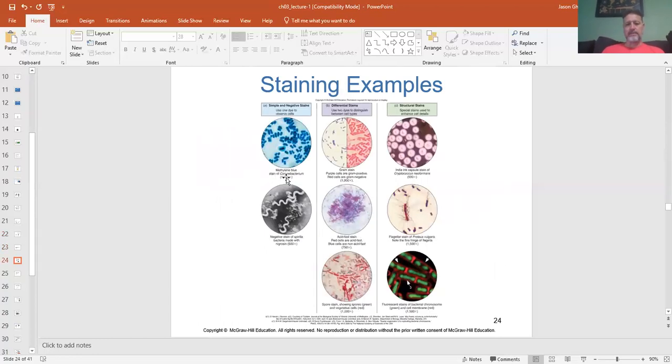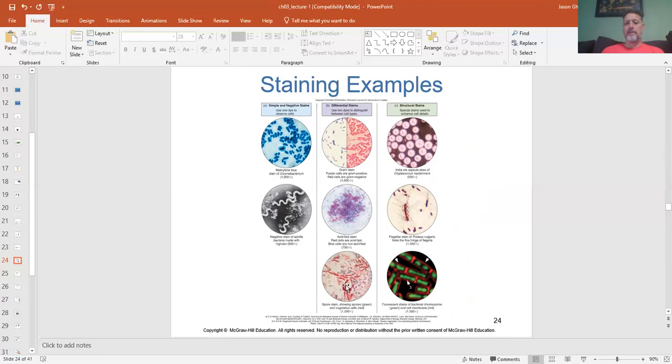These are examples. Simple stains is using methylene blue, so it's a blue stain. This is a negative stain, so the specimen, you see the squiggly line, is not stained, but the background is. These are differential. These are gram stains. Over here is a gram positive. Here's a gram negative because you're using two different colors. An acid-fast stain, you've got two colors in there to distinguish between some characteristics.